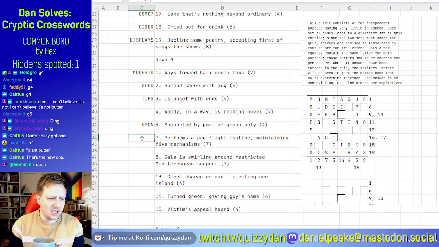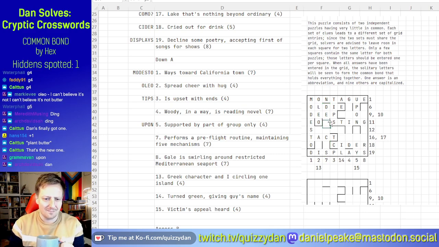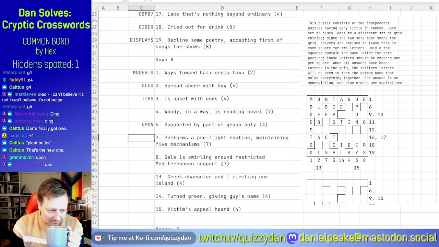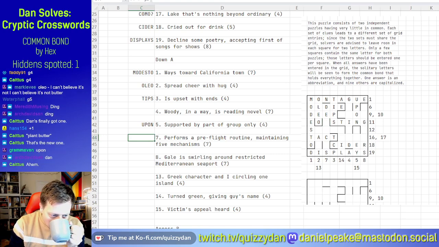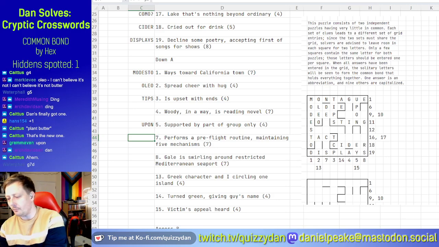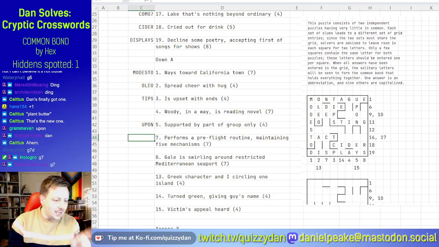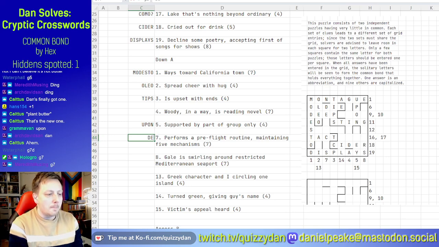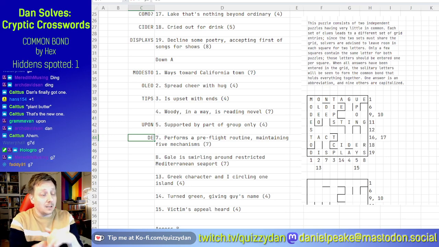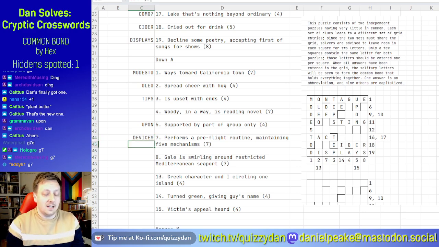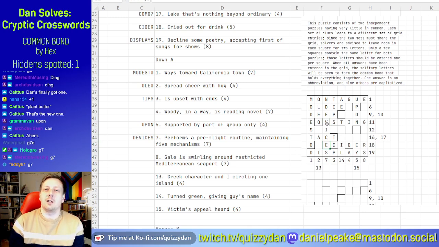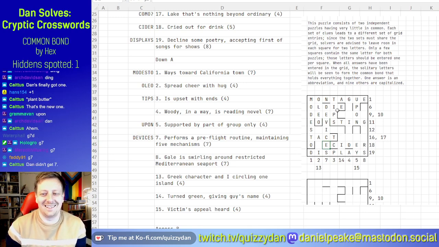Performs a pre-flight routine maintaining 5 mechanisms. De-ices? Devices. De-ices. It is that. But then it's going to maintain, i.e. keep in the middle of it, 5, which is V. And then we're going to get mechanisms for devices. There we go. I was so close there, wasn't I?